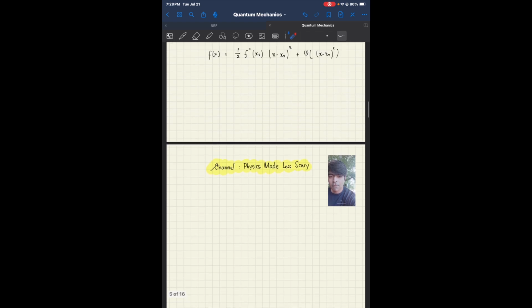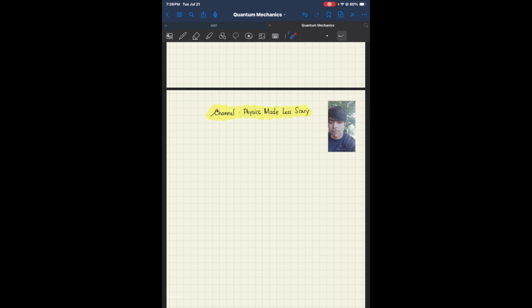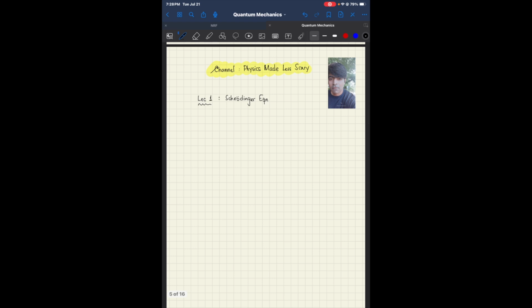Do you remember the Schrodinger equation, the time independent Schrodinger equation? This was done in lecture 1, right? For those of you who are joining me for the first time, this Schrodinger equation we studied in the very first lecture. This Schrodinger equation told you that to solve for the wave function, you need to solve this equation.